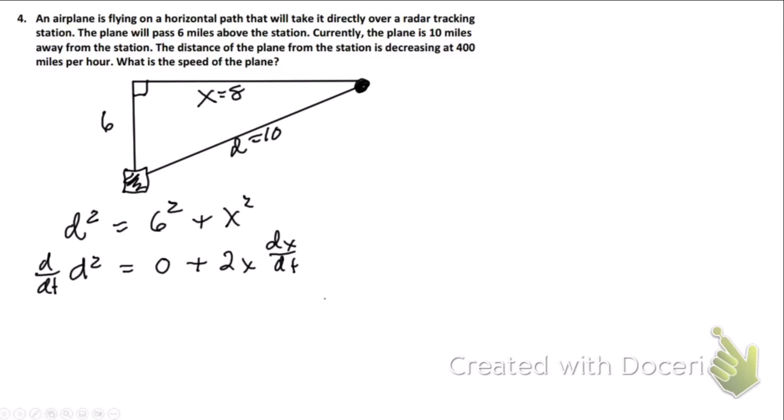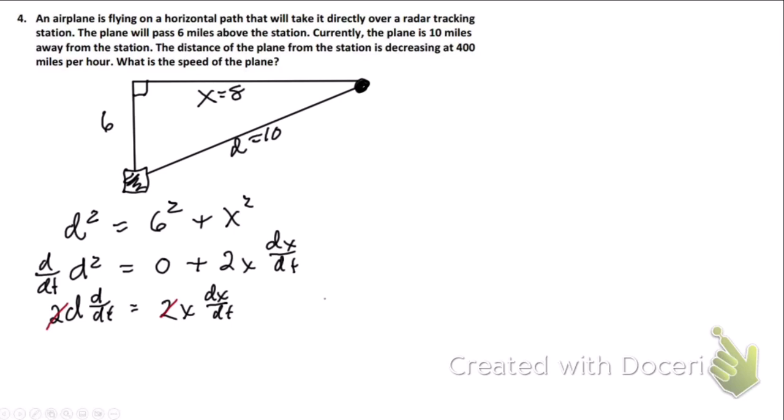Okay, so the derivative with respect to t of d squared is going to be 2d dd dt, plus 0, which I'm going to leave out, and then 2x dx dt. Am I good so far? My 2's will cancel. Now what do we know? Now we start plugging stuff in.